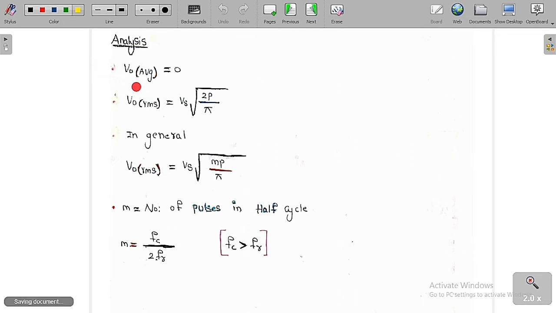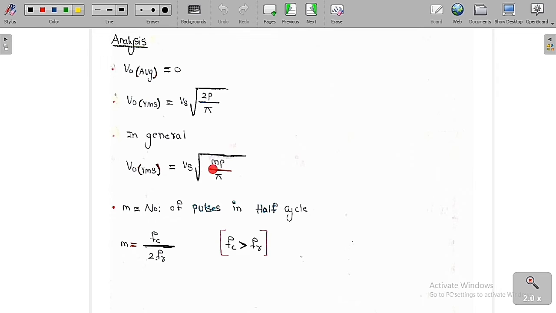As the positive area is equal to the negative area in the output voltage, the average value of the output voltage is equal to 0. If you want to find the RMS value of the output voltage, it is Vs into the square root of 4p by 2 pi. So 4p by 2 pi is nothing but 2p by pi, so Vs into the square root of 2p by pi. In general, the RMS value of the output voltage is equal to Vs into the square root of mp by pi.